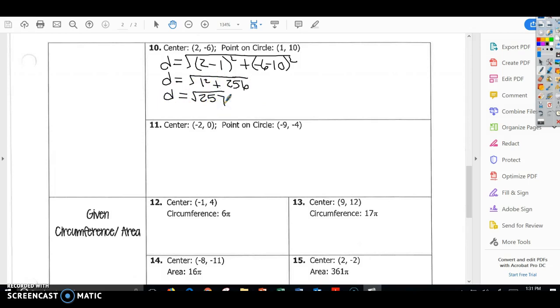Okay, so that's our distance. Again, we can call that our radius. So our radius is this. Here's my h and my k. So I'm going to have x minus 2 squared plus y minus negative 6 makes that a plus 6 squared equals the square root of 257 squared, which is just 257.